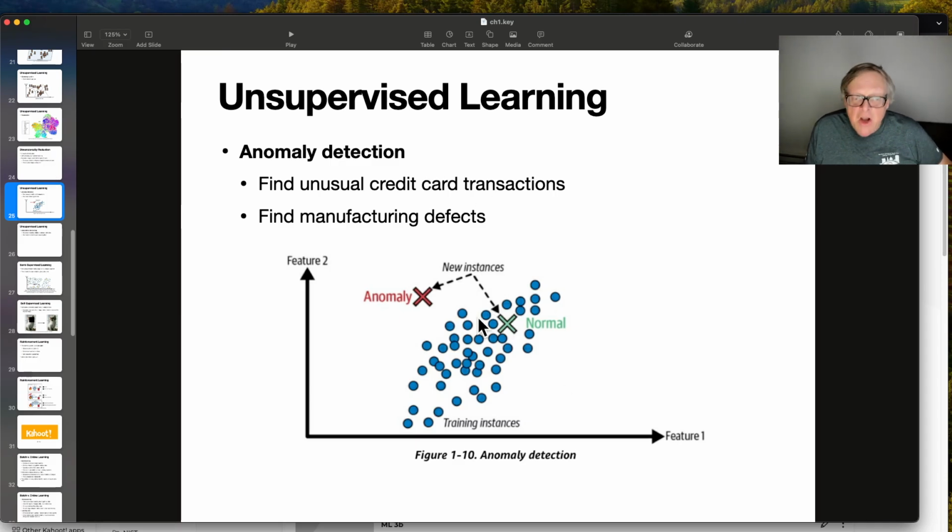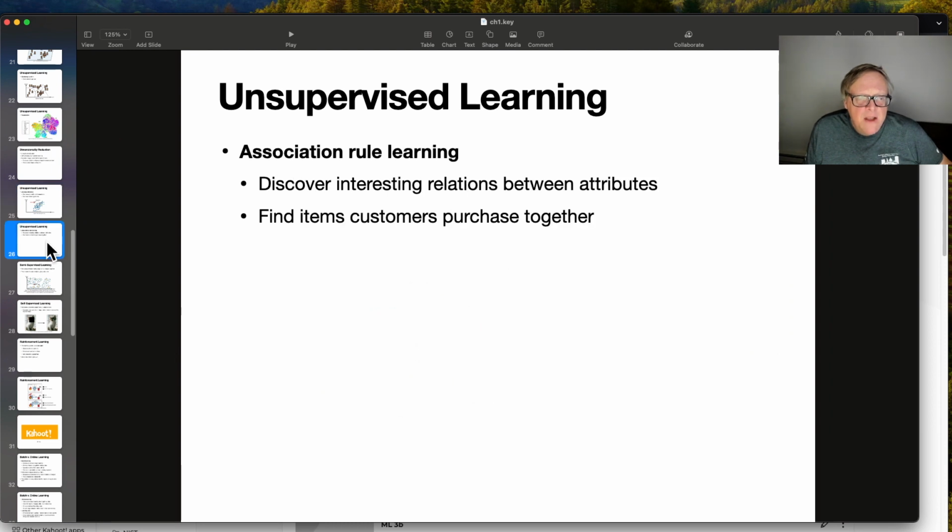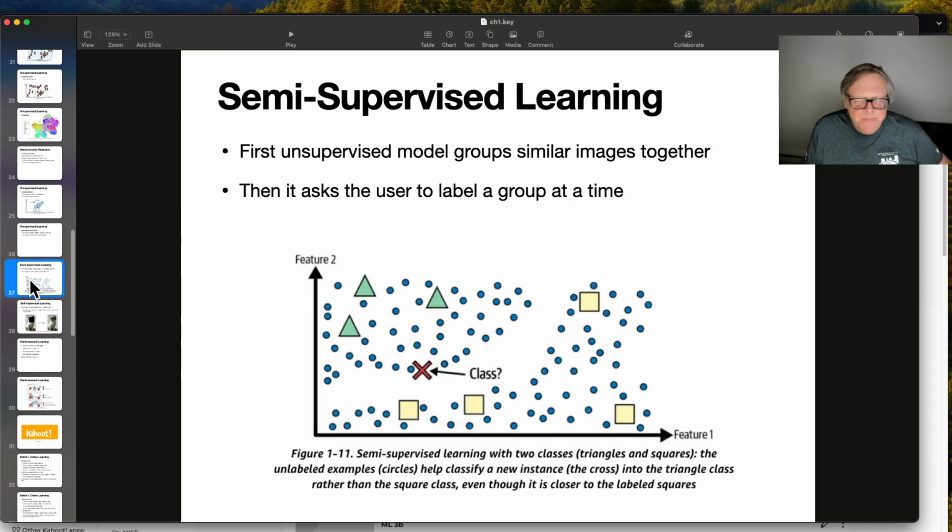And we've already talked about anomaly analysis, where you find things that look out, things that are exceptions, and you can discover interesting relations between attributes. We'll talk about this more as we go ahead.